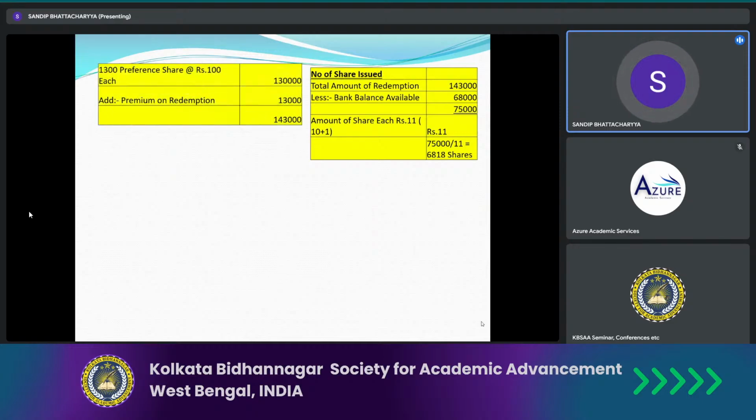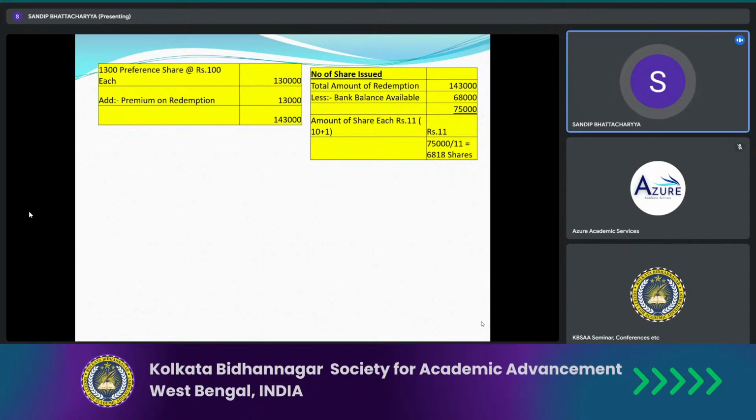So first you can see 1,300 preference shares at the rate of rupees 100 each. These are some working notes. You just see the first one, that is the left hand side, not the right hand side. These are some working notes. We will do the journal entry later on.